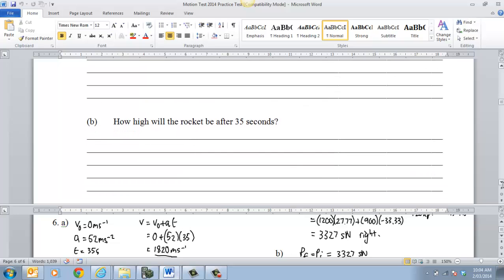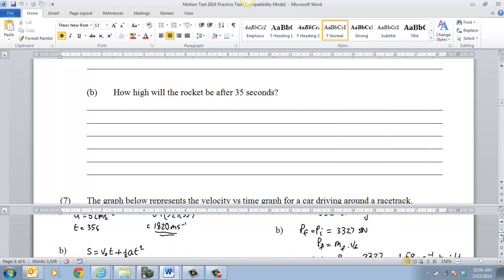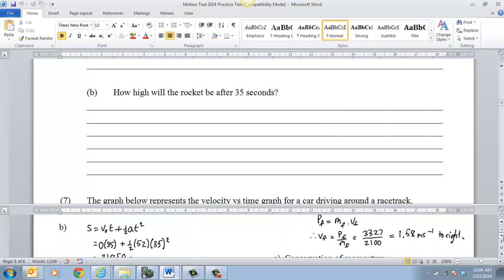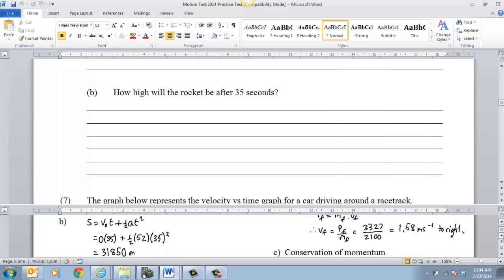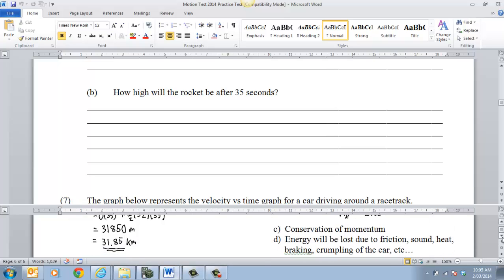How high will the rocket go after 35 seconds? Again, obviously we need to know the displacement for that. We know the initial velocity, we know the acceleration and the time. That's probably the one to use because you don't have to rely on the result from the previous section. So again, it's substituting into that formula there, where obviously 0 times anything is going to be 0. It's simply going to be a half of the acceleration times the time squared. Probably worthwhile not presenting that in metres, but converting it to kilometres. Okay, so 31.85 kilometres is the height that you can get there.